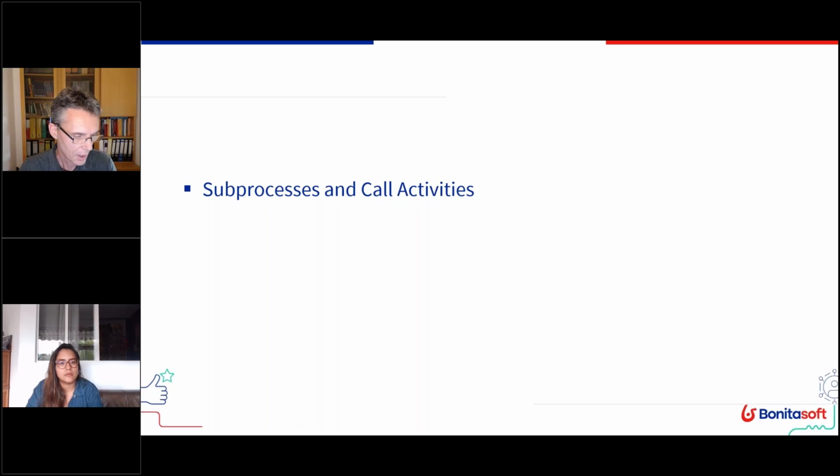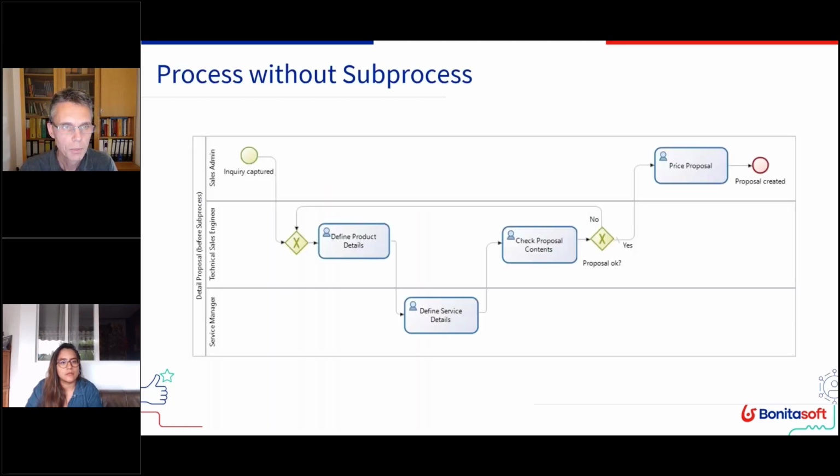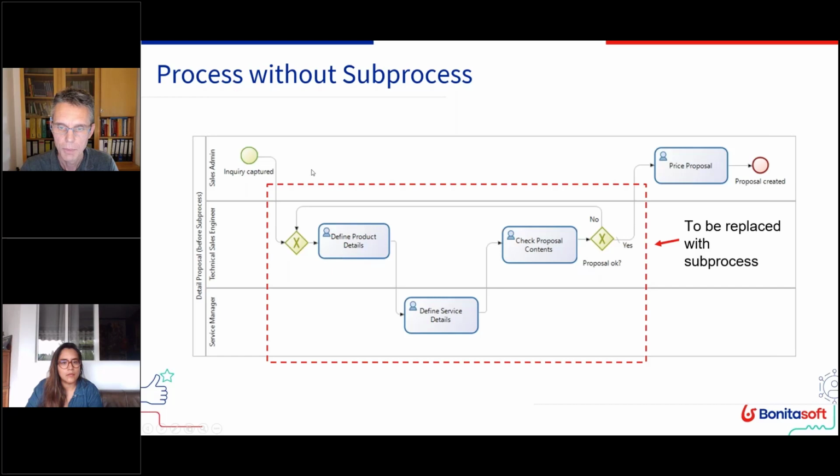So let's start with sub-processes and call activities. Here we have a little process without a sub-process. It's about an inquiry and some quotation or proposal that is defined. You have several steps in here, and if the proposal is not okay, you jump back and so on. And at the end, the price must be defined. So here we don't have a sub-process, but we want to have these details in a sub-process. So we want to replace this part with a sub-process.